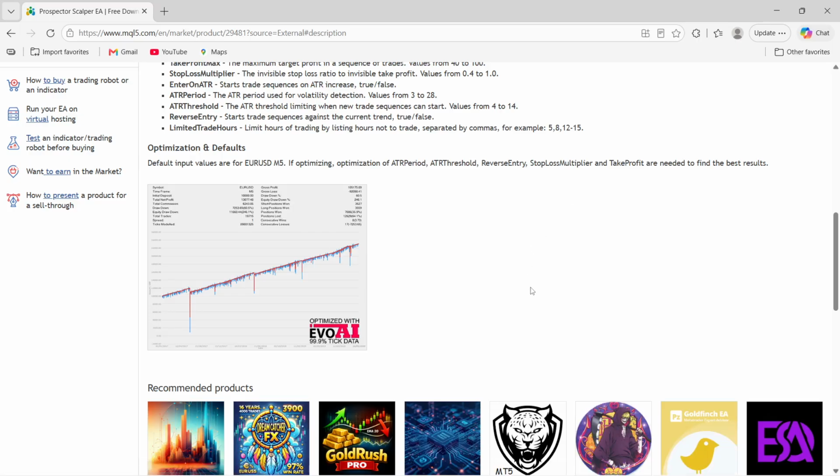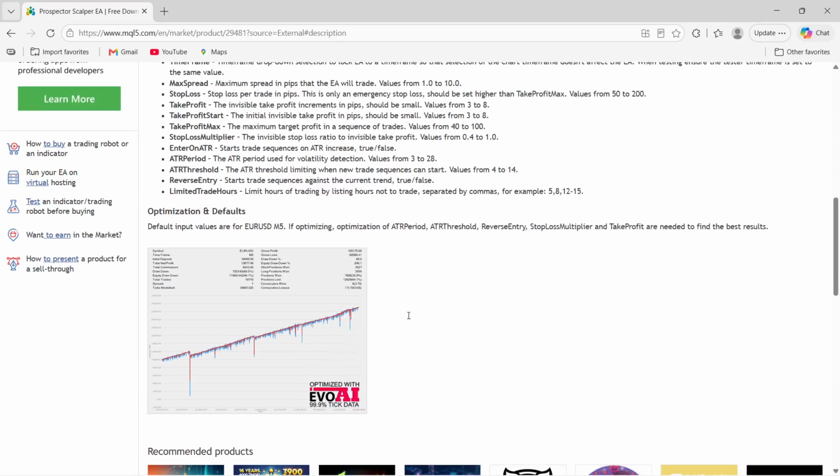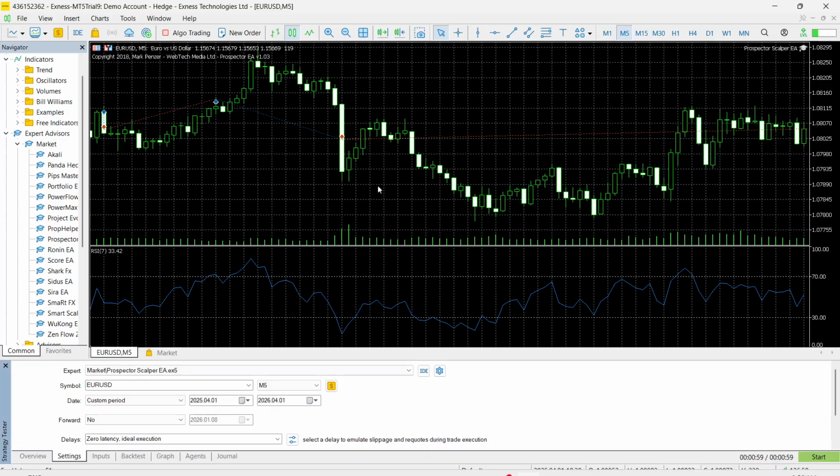So right now we're going to go over to my own personal backtest to see if it actually holds true and if it actually looks similar to what the developer had when he put it through his own backtest. So let's compare it to mine.